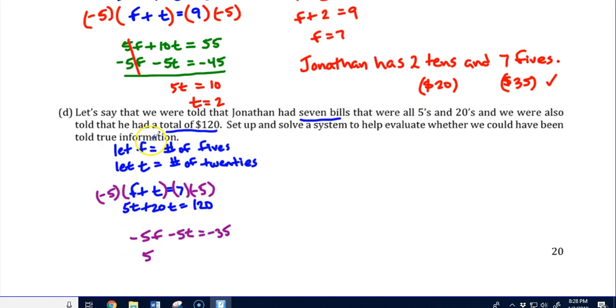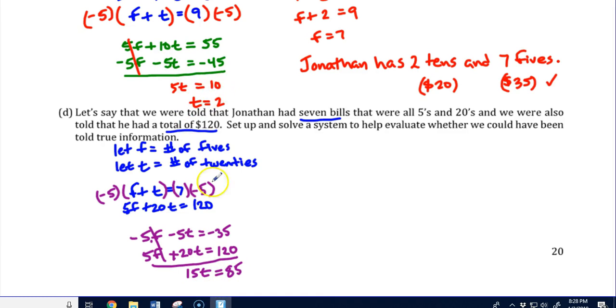Oops, when I rewrote it, I didn't write it right. Let me back that up. This needs to be a f, right? Let's fix that. 5 times your f plus 20 times your t. All right, got it. All right, now we can add, eliminating one of the variables. 15t equals 85. Okay, so we're going to divide like we did before.